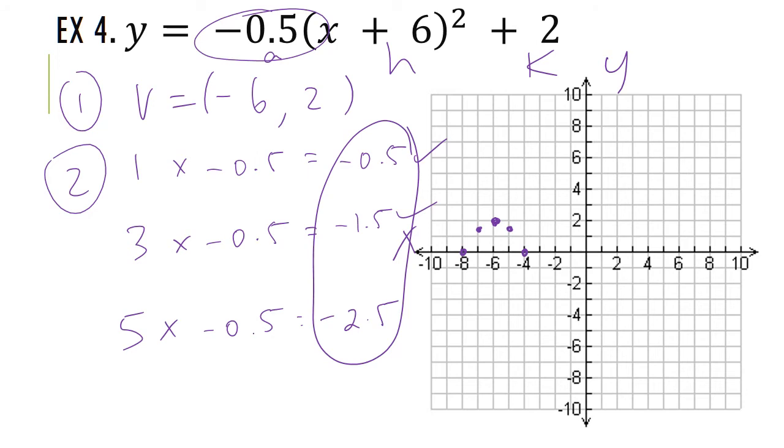And my third point fits on this time. So over 1 down 2.5. Over 1 down 2.5 on both sides. Smooth curve, arrows on the end. There's my parabola. And it's opening down. It definitely looks compressed. I mean, it's a little bit wider than what it usually is.